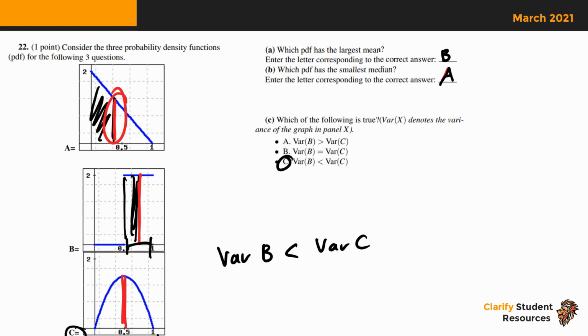The variance of B equals the variance of C, that doesn't make any sense. And the variance of B being greater than the variance of C, that doesn't make sense either. So this is the only correct answer. And yeah, that's going to be concluding Webwork 8.